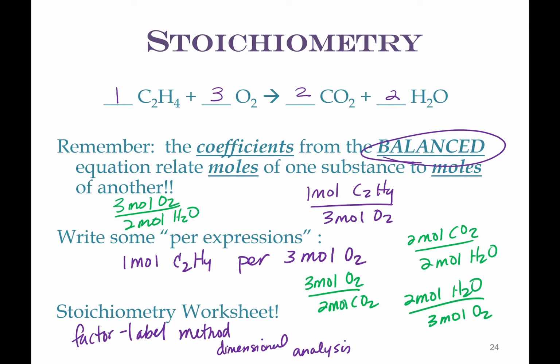Let's see, do we have CO2 oxygen? We'll say 2 moles of CO2 per 3 moles of O2. So it just depends on which way we're going. This one and this one are opposites of one another. So if we're going to oxygen, we would use this one. If we want to get rid of oxygen and go to carbon dioxide, we would use this one. So that's where it depends on which one we use.